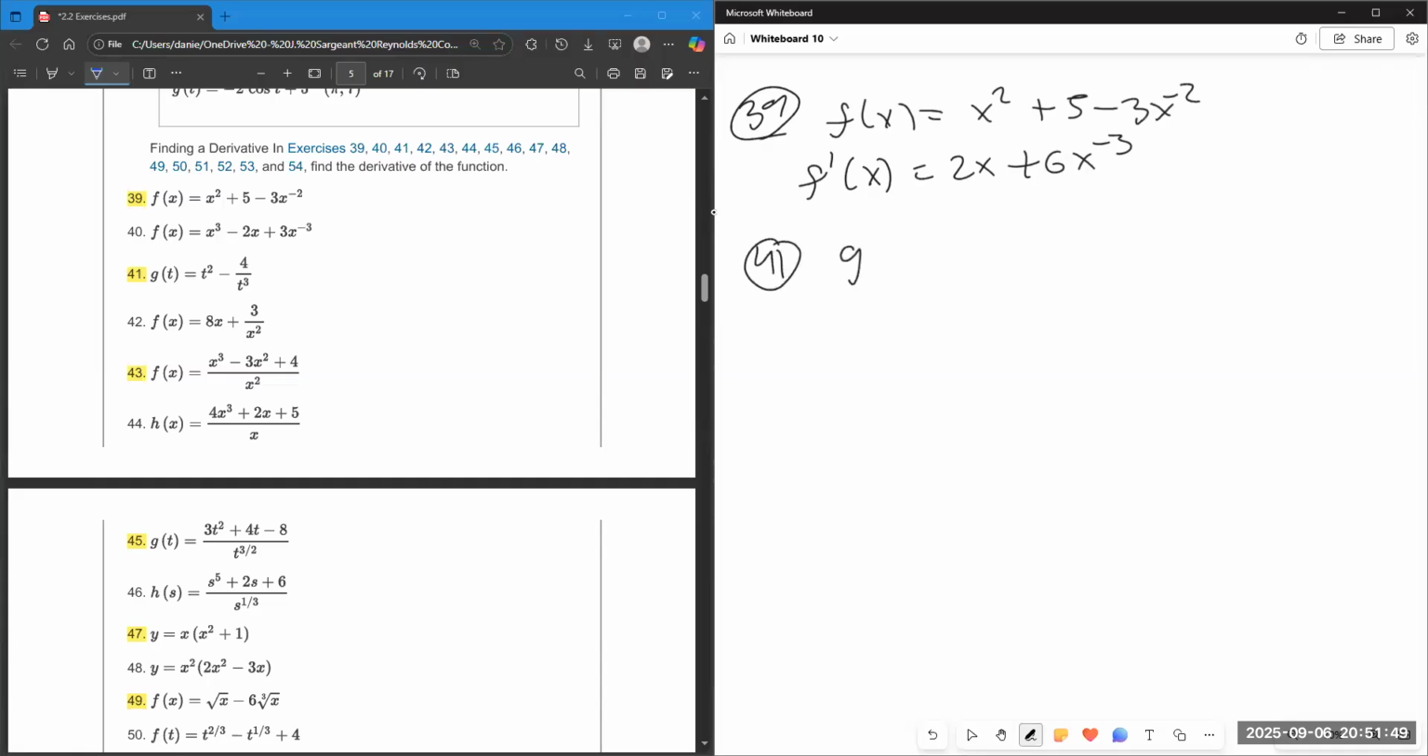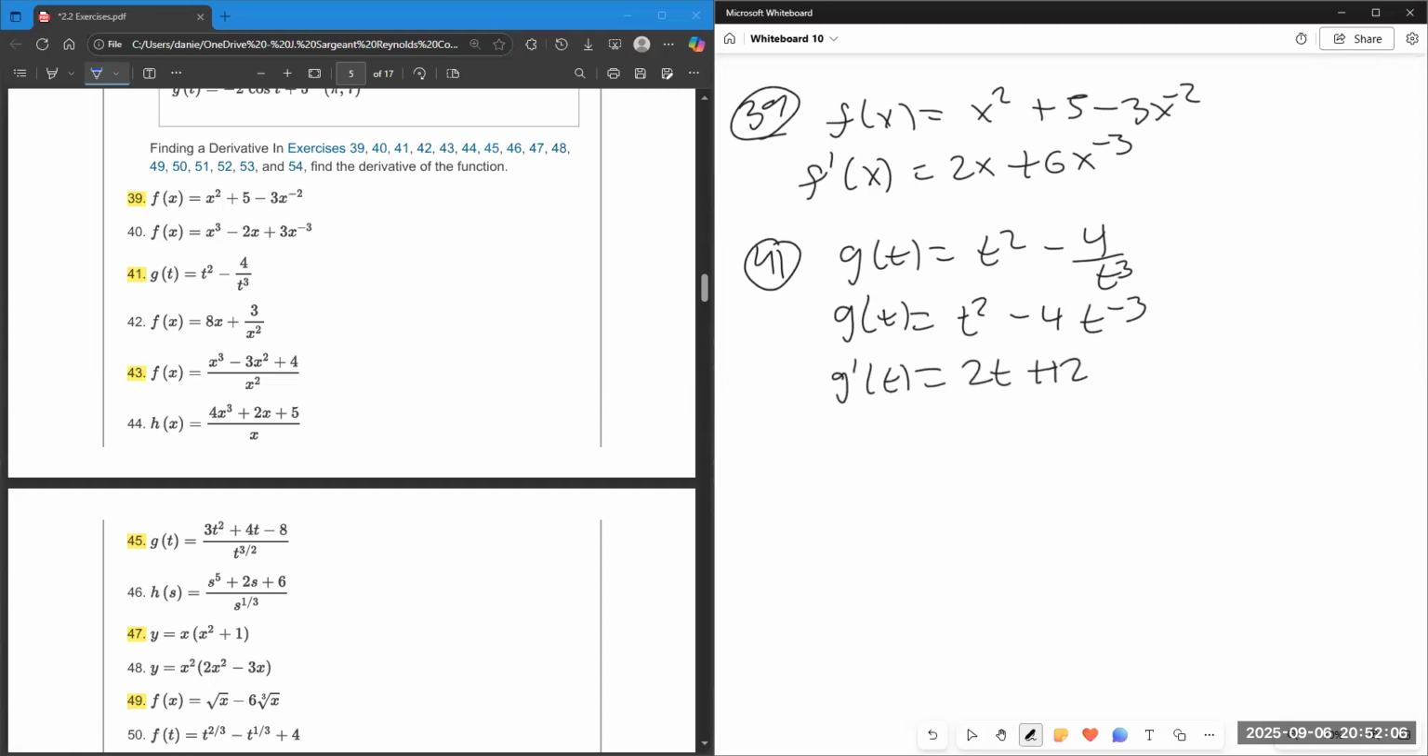41. g of t is t squared minus 4 over t to the third. I'll rewrite this as g of t is equal to t squared minus 4t to the negative third before I differentiate. So that will be 2t plus 12t to the negative fourth. And then I'll rewrite that in the fraction form because that's how we started off. So 12 over t to the fourth.